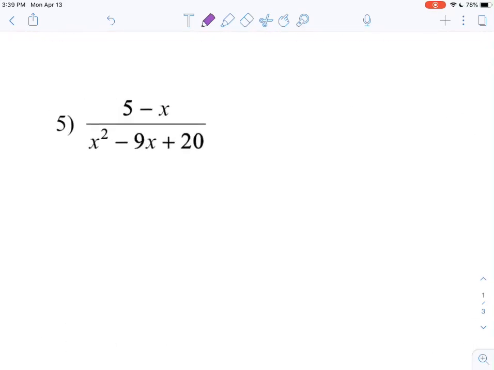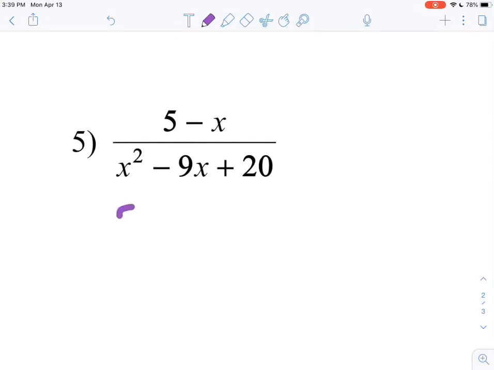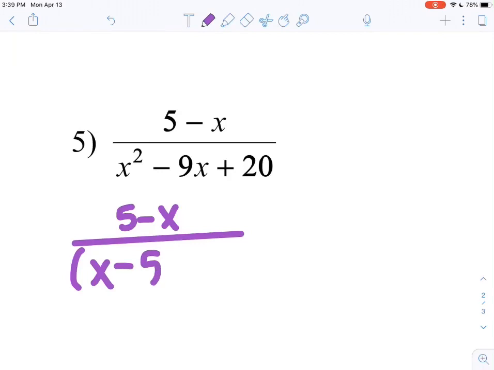Okay, number 5. So I have 5 minus x over, I'm going to factor the denominator. So multiply to be positive 20, add to be negative 9. So I have x minus 5, x minus 4.